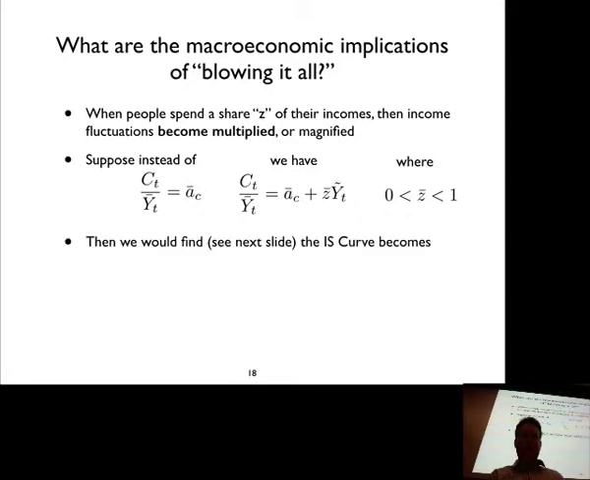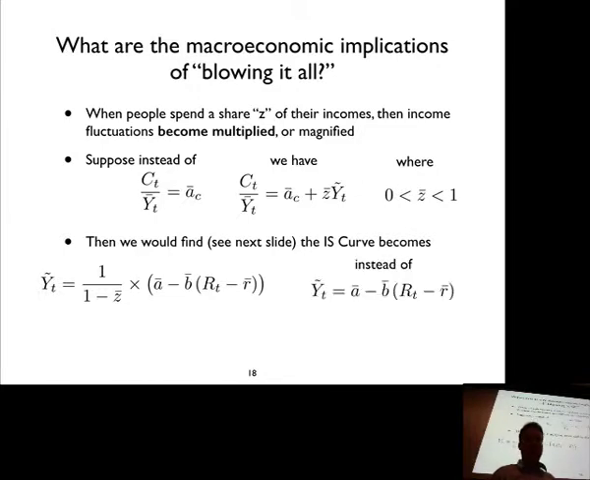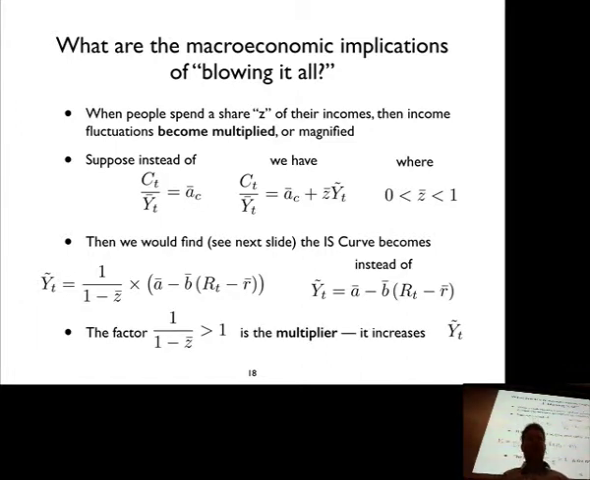And so it turns out that the IS curve is going to get modified a little bit. Rather than the original IS curve, which is the stuff that's in parentheses, so here's the original IS curve on the right-hand side, rather than just that, it turns out that this pops out as a multiplier. If Z is between 0 and 1, 1 over 1 minus Z is 1 over a number that's less than 1, and that itself then is a number that's greater than 1. So this is the multiplier, and it increases Y tilde, or short-run output.